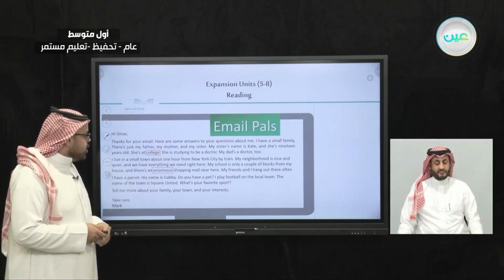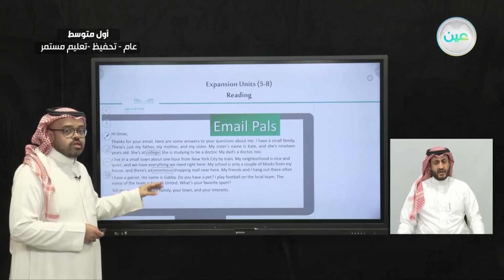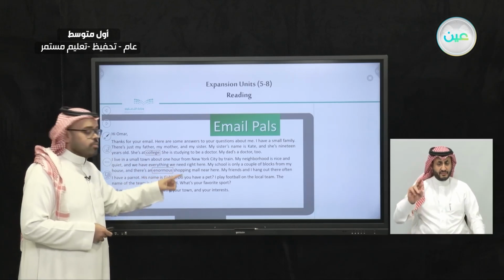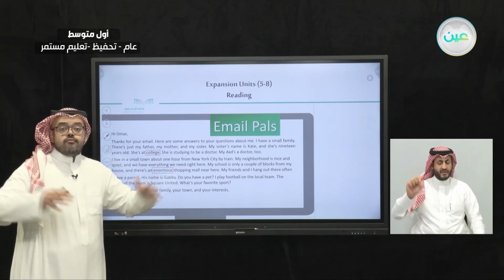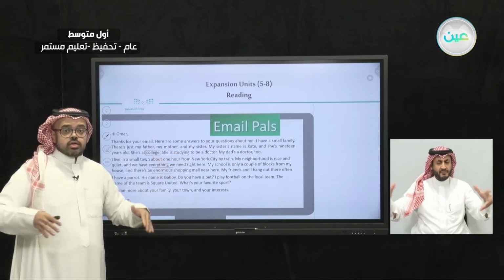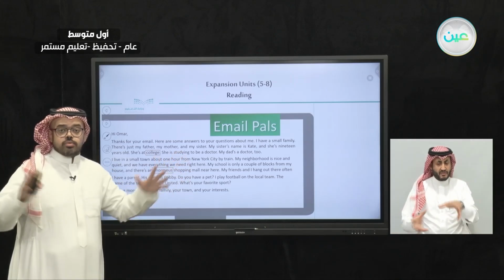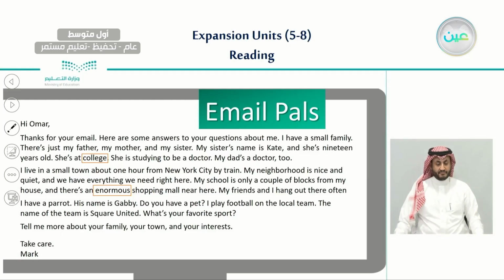And also the other word is enormous. When he says that we have an enormous shopping mall, enormous means very big, very big, like a dinosaur. A dinosaur is enormous. So here he says we have an enormous shopping mall. It means a mall that is very, very big.